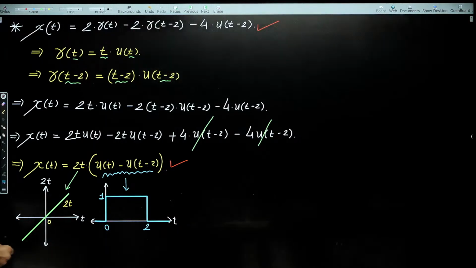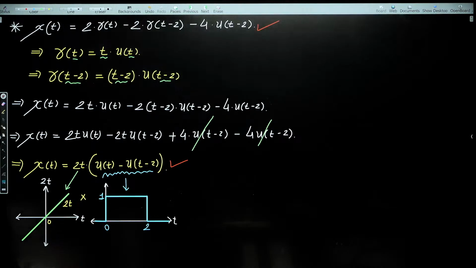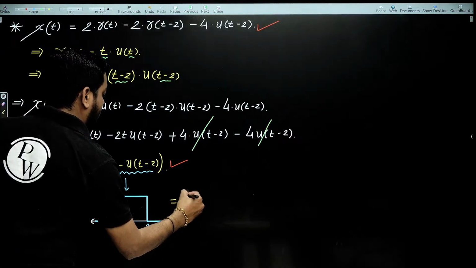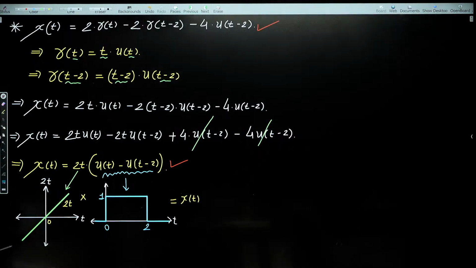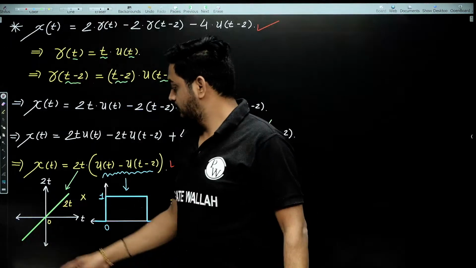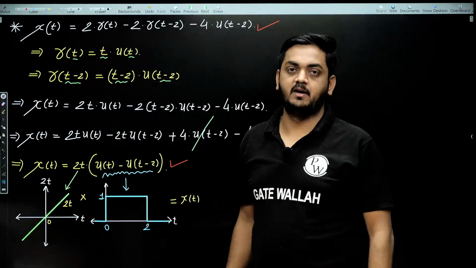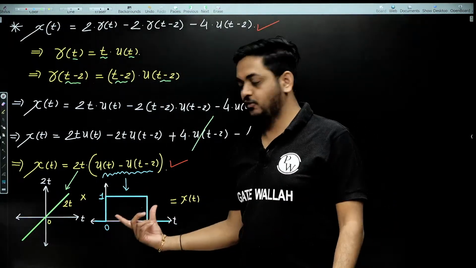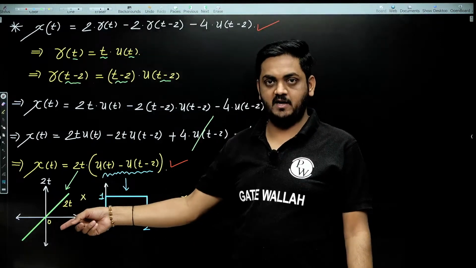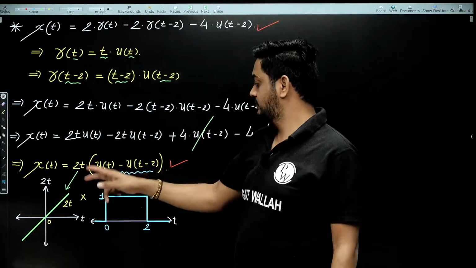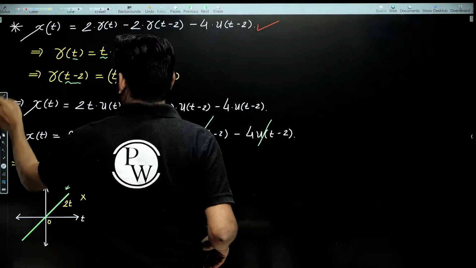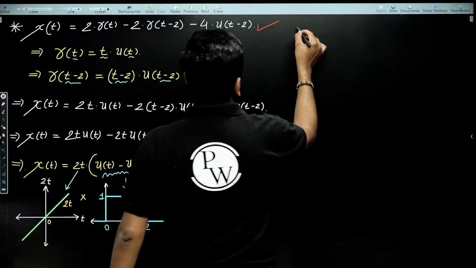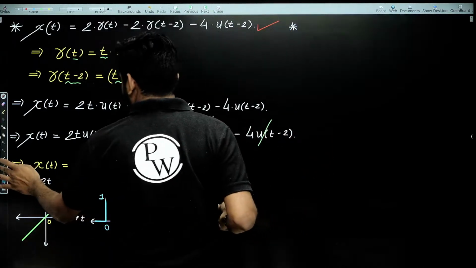And this 2t is multiplied with this window function, which is equal to what, guys? x of t. You can see here, this is the straight line passing through the origin, y equal to mx, from t equal to minus infinity to t equal to plus infinity. If you multiply with this window function, then again it will be a straight line, but between 0 and 2, guys. Here I am drawing, don't worry. See the window concept, guys.